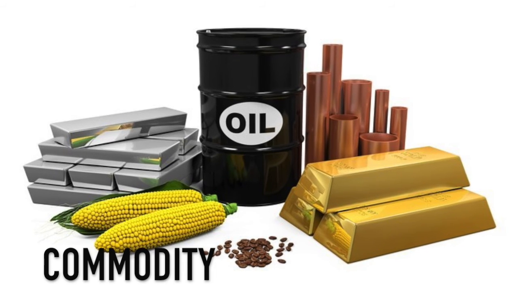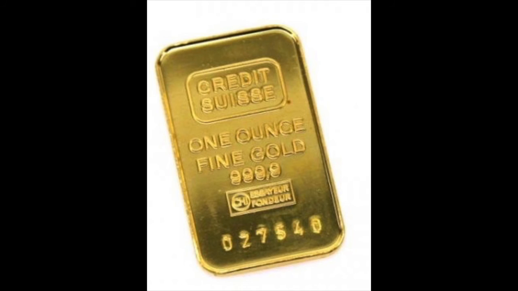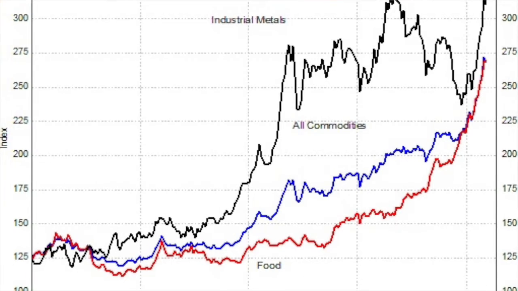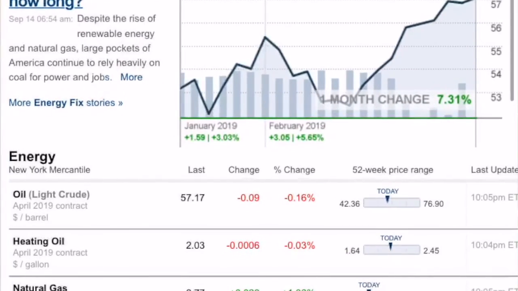A commodity is a good or service whose units are pretty much interchangeable. For example, when it comes to gold, an ounce of gold will equal an ounce of gold regardless of where it was produced or who produced it. The prices of commodities, things like oil, grains, and precious metals, do fluctuate over time.